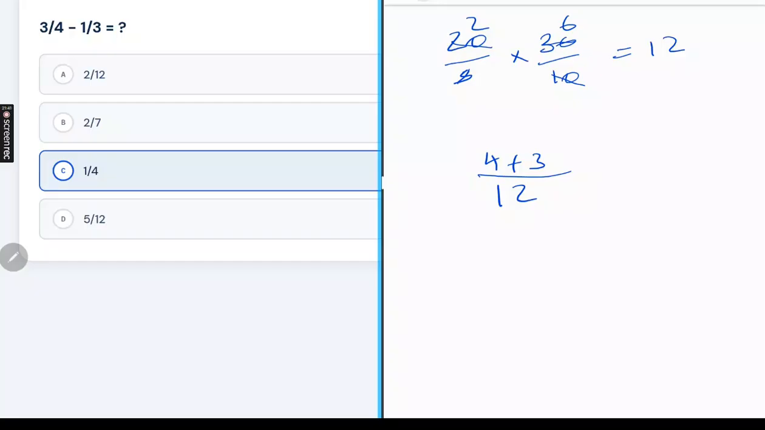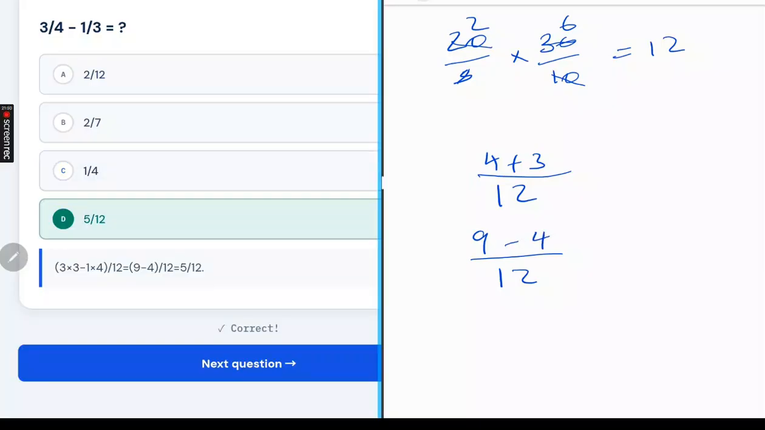3 over 4 minus 1 over 3, the same 12 as the denominator. 3 times 3 is 9. 4 times 1 is 4. 9 minus 4 is 5. 5 over 12.